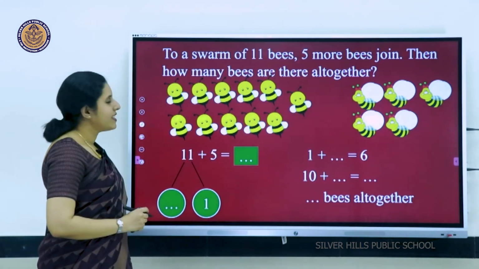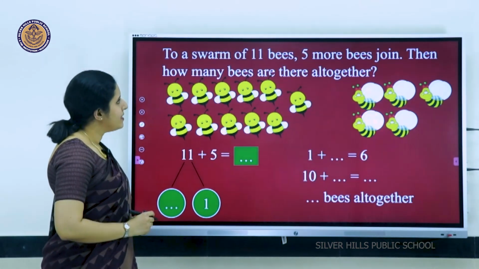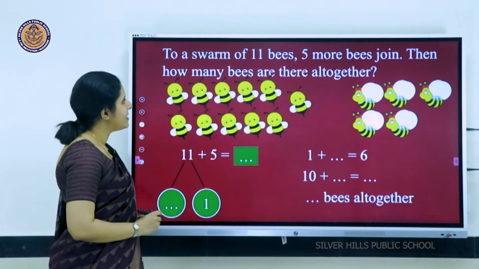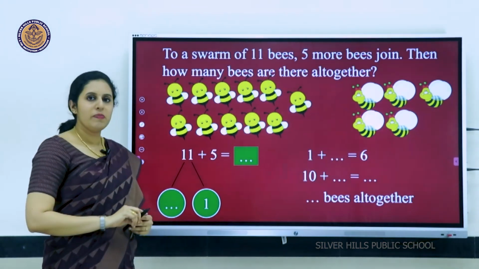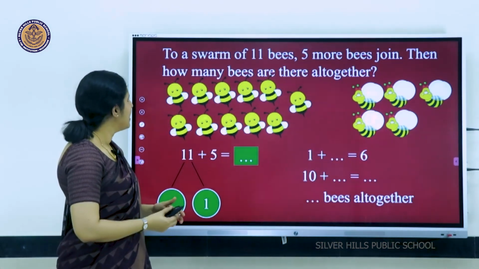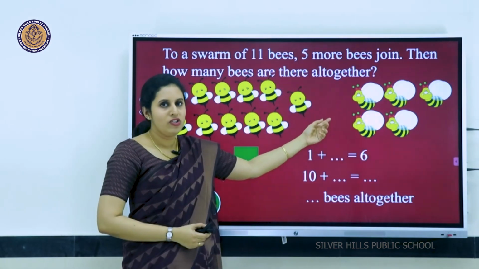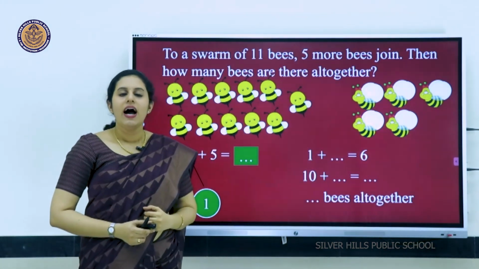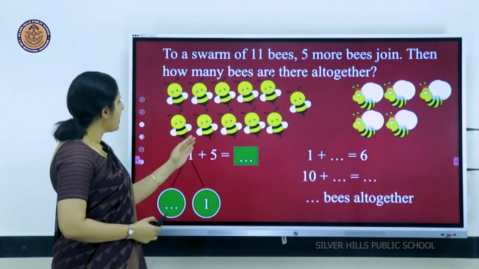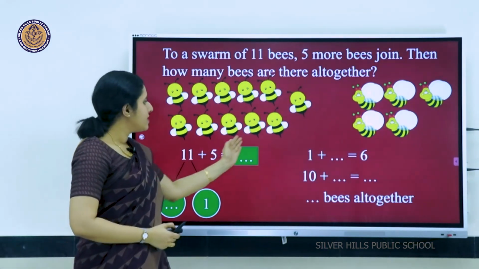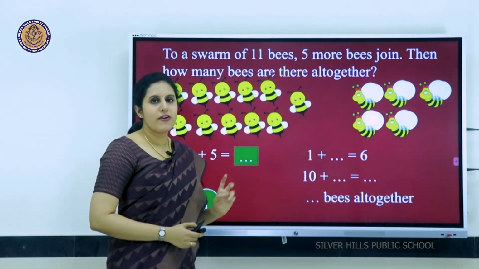Yes, here, let us read the question first. To a swarm of 11 bees, 5 more bees join, then how many bees are there altogether? So, this is the question. Swarm of 11 bees simply means a group of 11 bees. So, to a group of 11 bees, 5 more bees join. You are asked to find how many bees are there altogether. Here, as you can see, some parts of the answer have already been done for you. You simply have to fill in the rest of the parts.